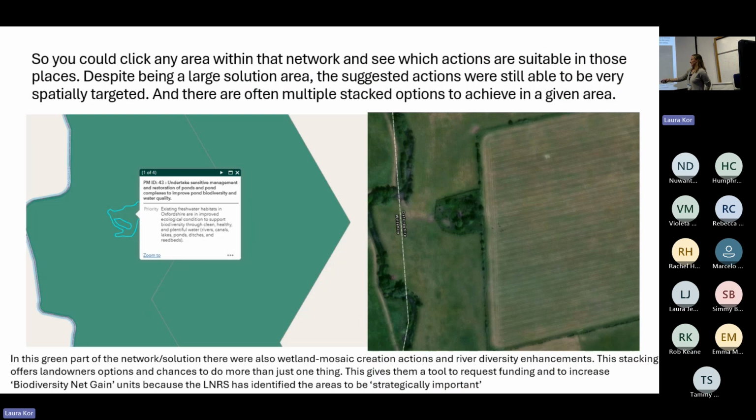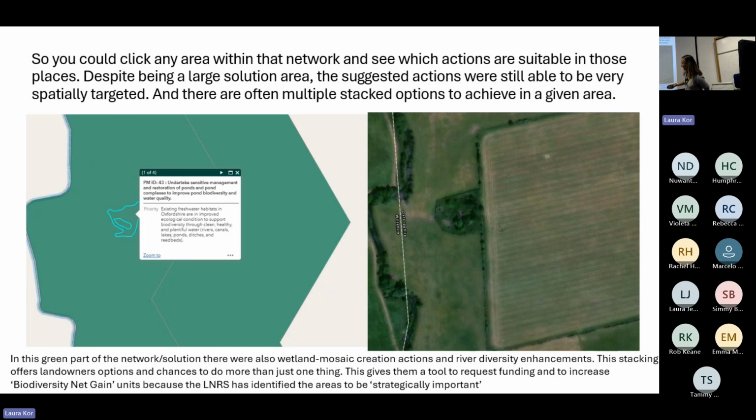I've zoomed right into the green area here, and this is what's under there. This is part of the network, and I've clicked and it says undertake sensitive management and restoration of ponds and pond complexes. So you can see that despite it being a really broad network across a large area, it can still pick out really key small targeted features, and that's what I found really powerful about this approach. So yes, across here it will say enhance rivers on a broader scale, but it can pick out those really key defined features if you ask it to.